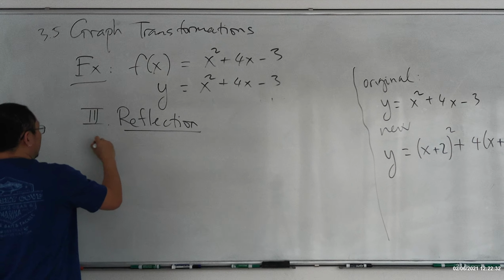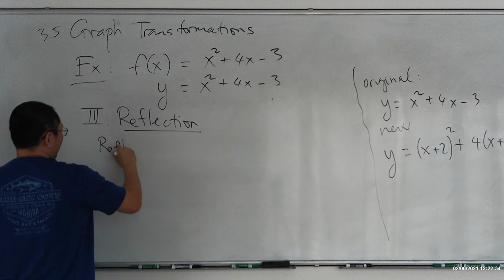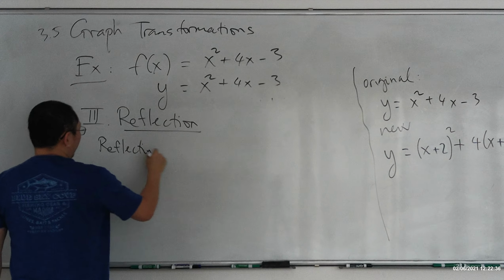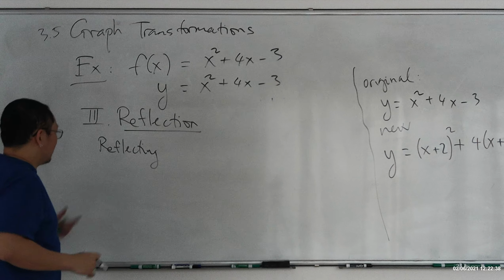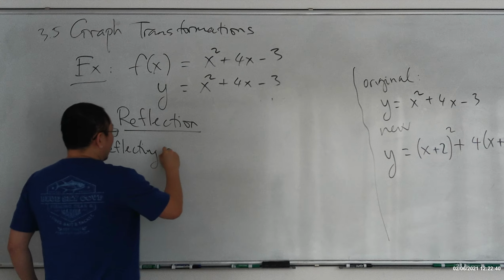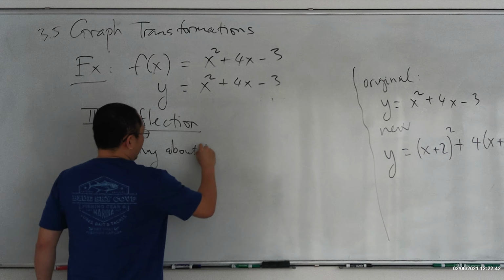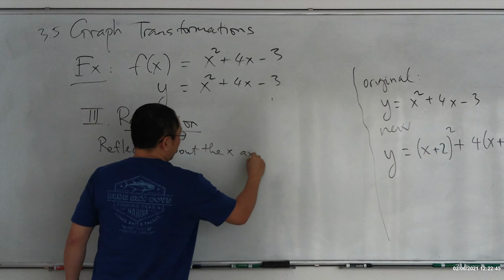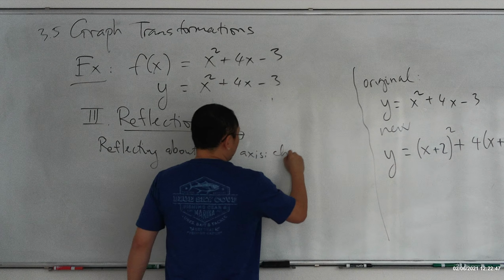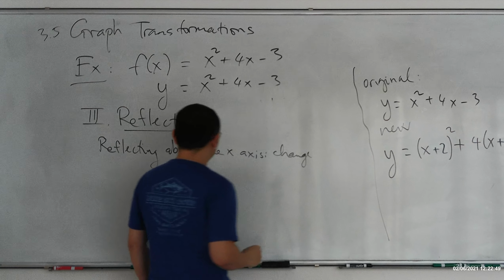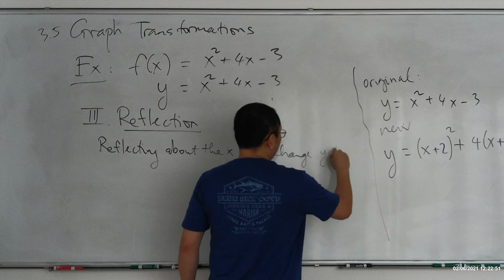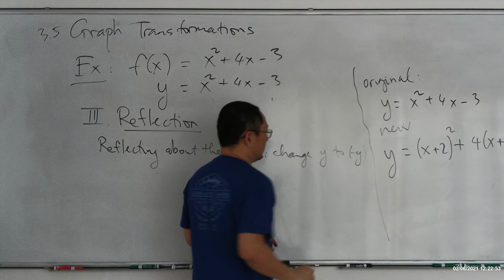So first of all, reflecting. I want to say like flipping. It's more informal, but that's easier. Reflecting about the x-axis. What you need to change? You change y to negative y. Y to negative y. Okay.